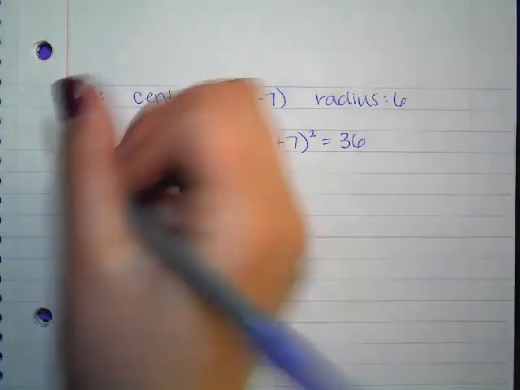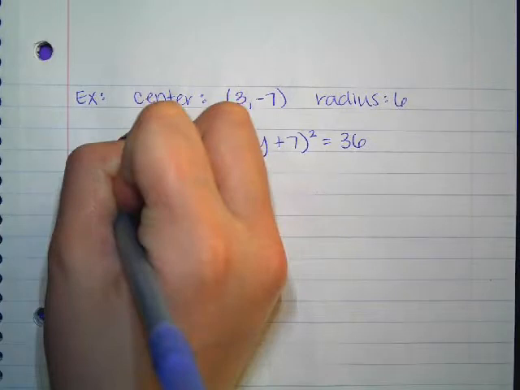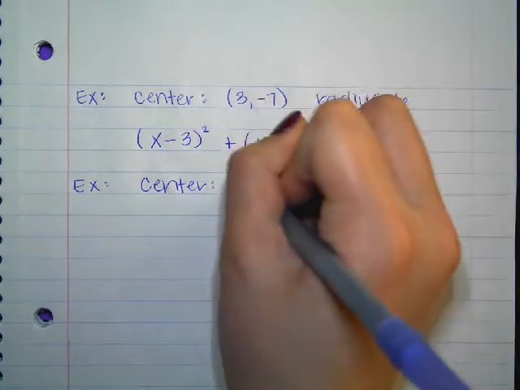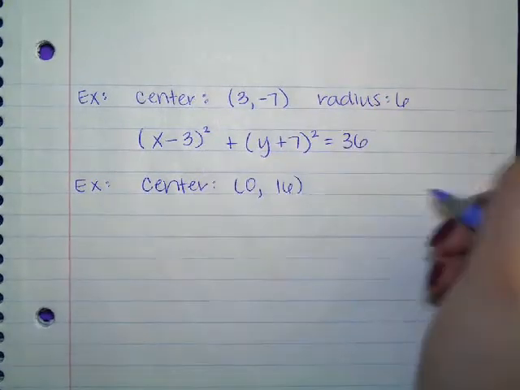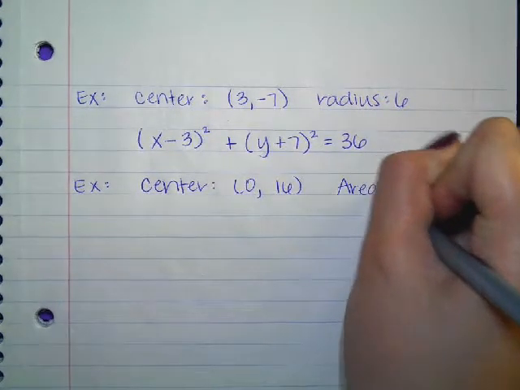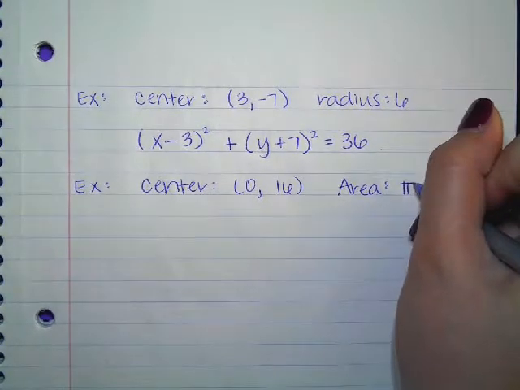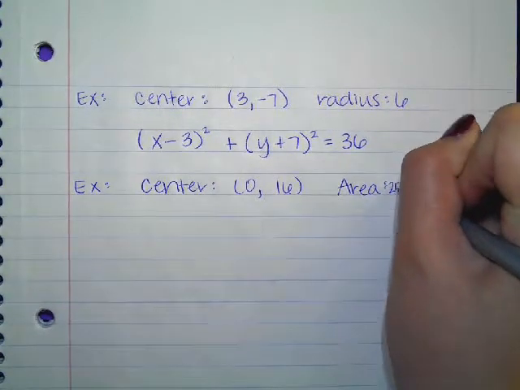All right. Here's the next example. Let's say we have the center is at (0, 16), and the area of the circle is 25 pi.